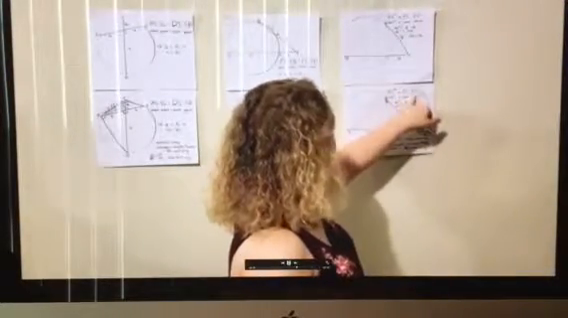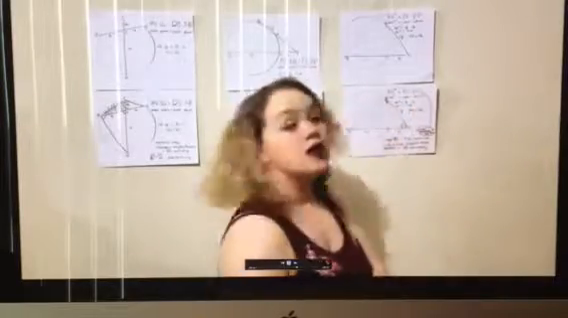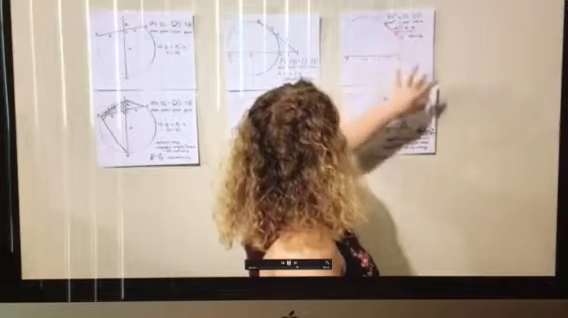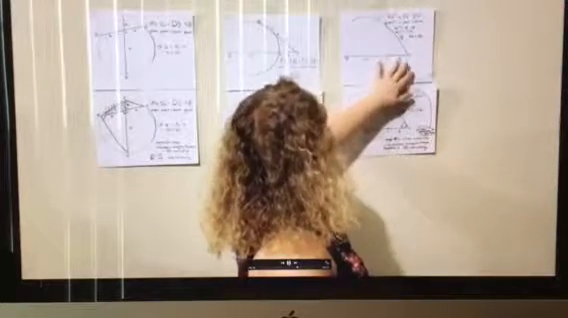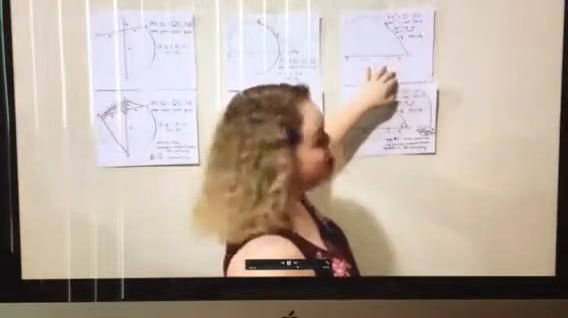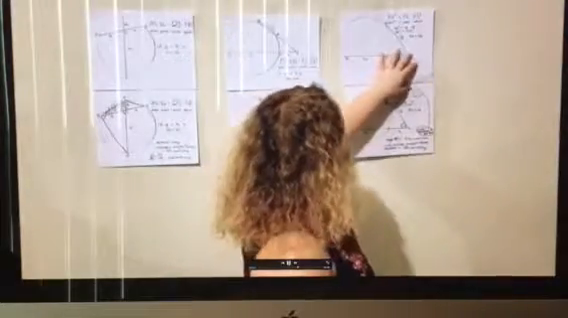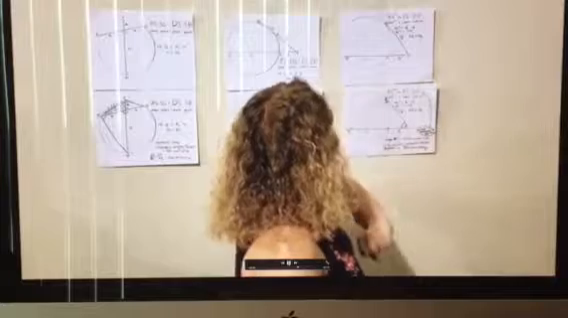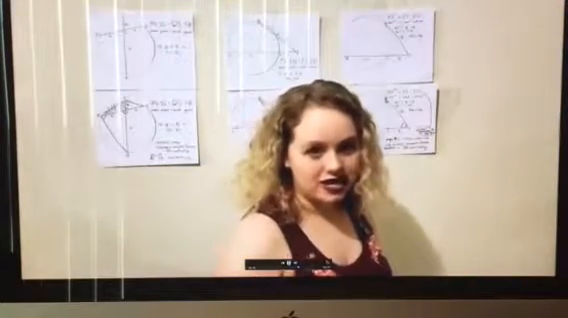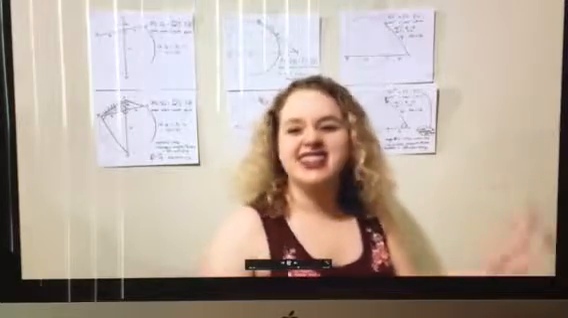My example is 12 squared is equal to 8 times 18, because 8 plus 10 is 18. 144 is equal to 144. See? Isn't that just easy?